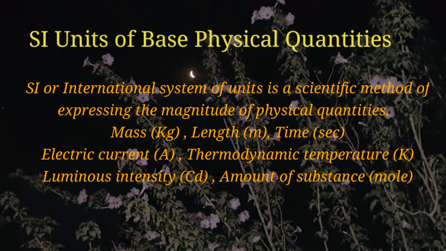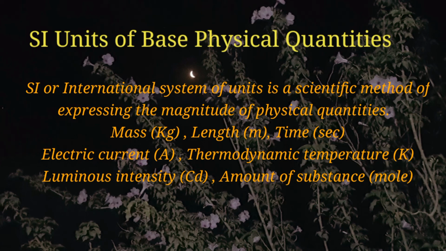The SI or international system of units is a specific method of expressing the magnitude of the physical quantities. In the SI system, we measure mass in kilogram, length in meter, time in second, electric current in ampere, thermodynamic temperature in Kelvin, luminous intensity in candela and amount of substance in mole. So these are the units which are defined by the System International for base physical quantities. These units are called the base units.